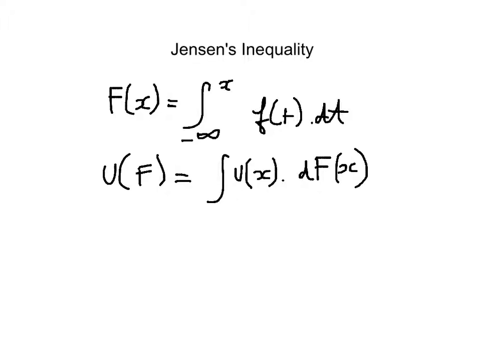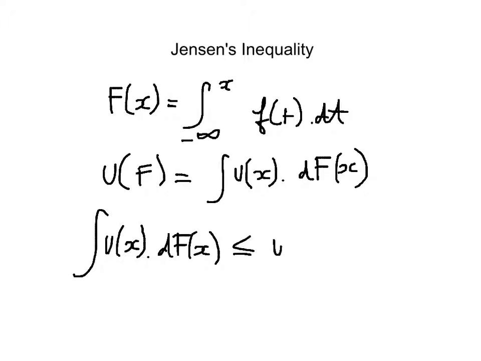Now, risk aversion simply becomes Jensen's inequality, which is that the weighted sum of the utilities is going to be less than or equal to the utility of getting the expected value here.